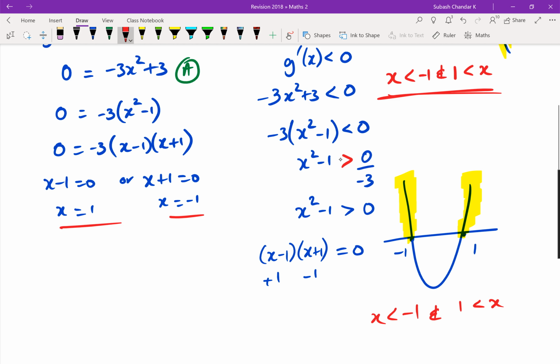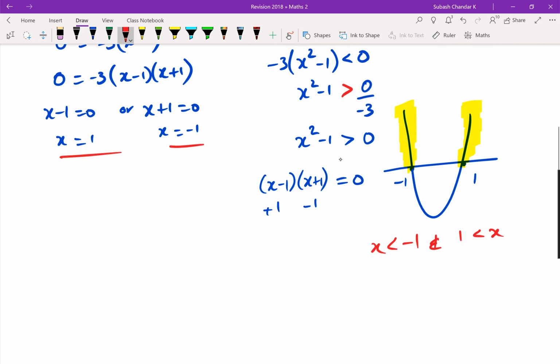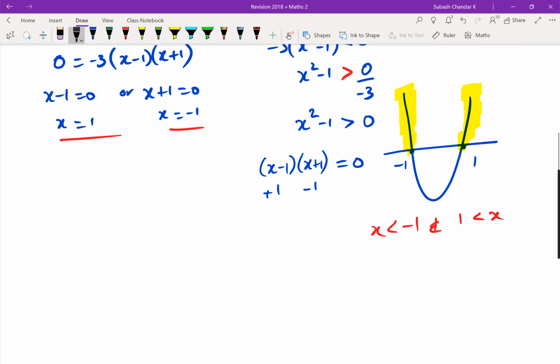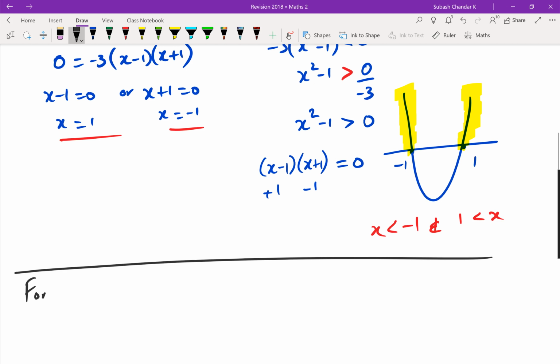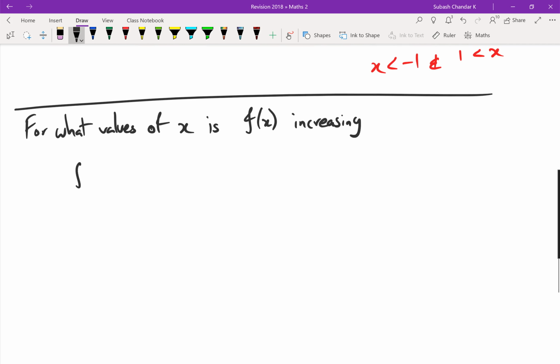Is that all right? Can I give you guys a very similar question like this, but instead of decreasing, I'll give you increasing? Sound like a plan? Okay. So you guys try and do this one. For what values of x is f of x increasing? And the equation I'm going to give you is f of x equals... now this might not work out to be nice numbers, guys, because I'm just making up these numbers as I go along.